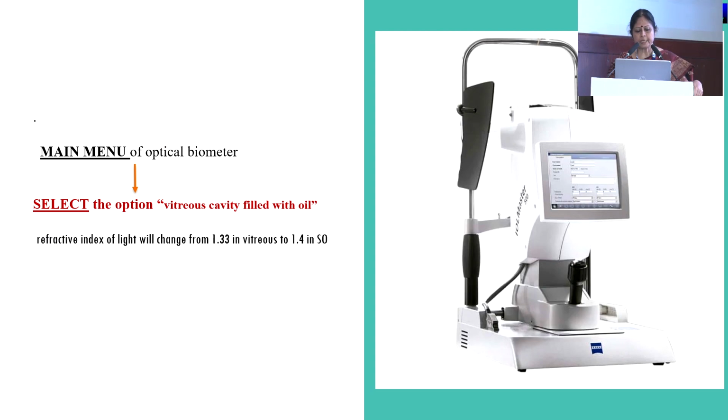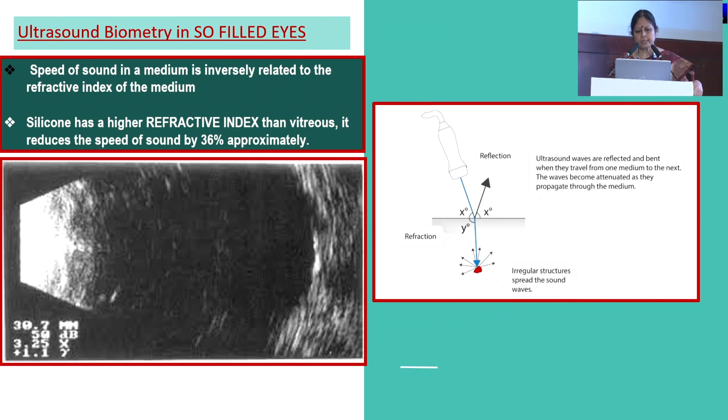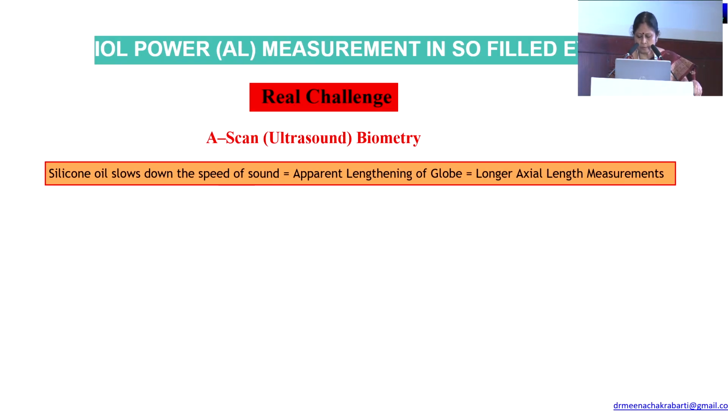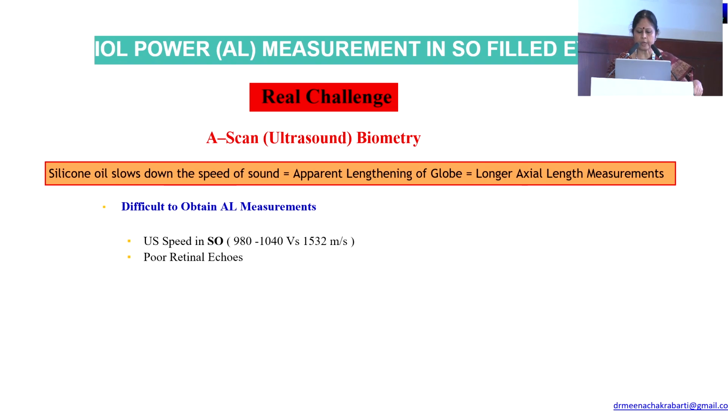If you are using the optical biometer, select the option of vitreous cavity filled with silicone oil, and the refractive index of light would change from 1.33 in the normal vitreous to 1.4 in a silicone oil filled eye, and you effortlessly get a reading. But if you are using an ultrasound biometer in a silicone oil filled eye, please bear in mind that the speed of sound in the medium is inversely related to the refractive index of the medium, and the silicone oil has a higher refractive index than the normal vitreous, and it reduces the speed of sound by approximately 36%. This would lead to an apparent lengthening of the globe and a longer axial length measurement.